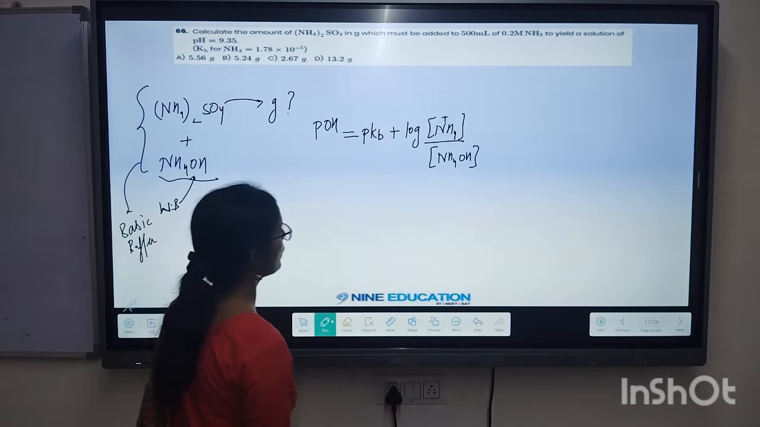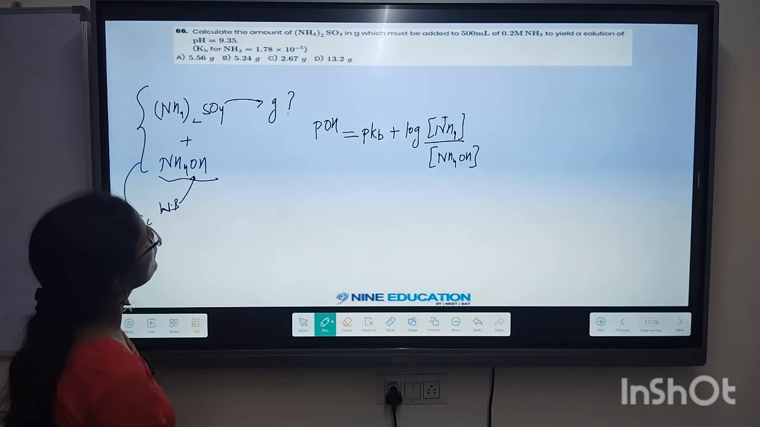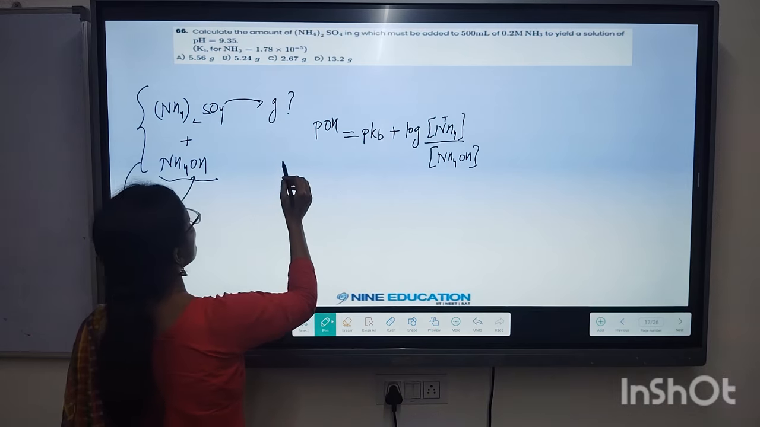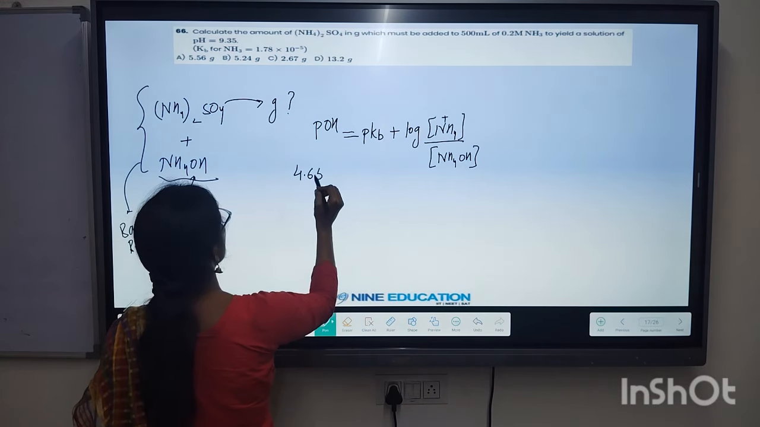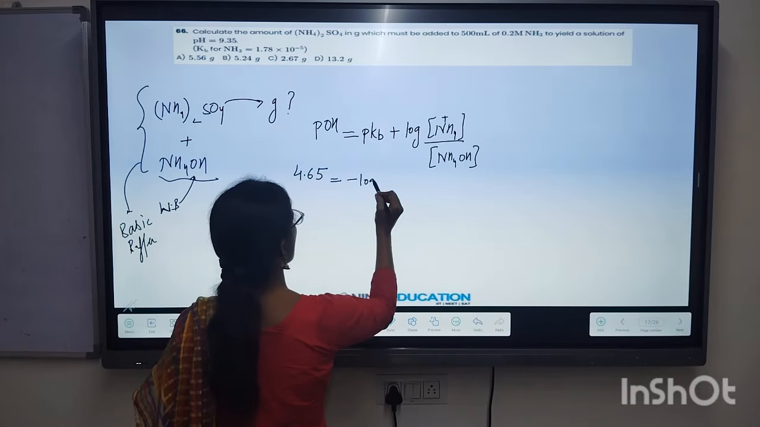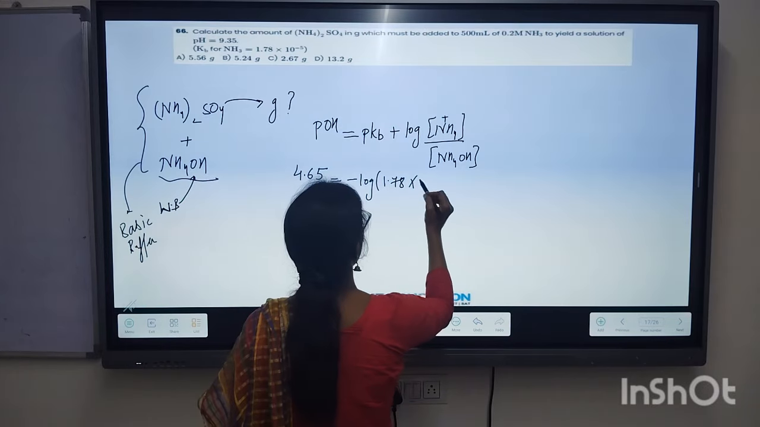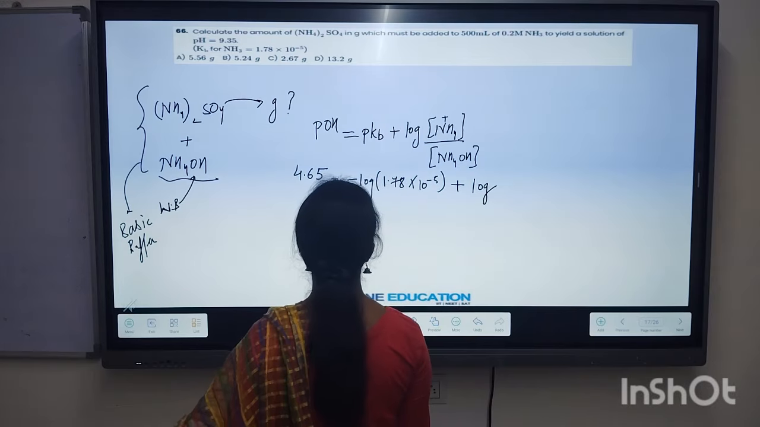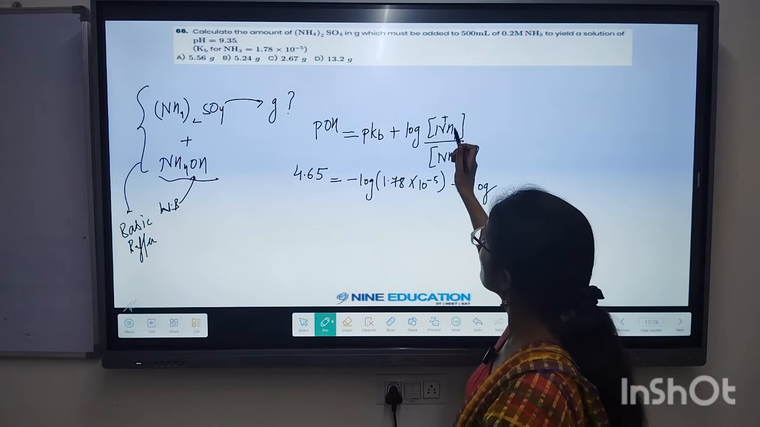NH4OH. Now if I need to write pOH, pH is given 9.35, so 14 minus 9.35 will be 4.65. pKb means minus log of 1.78 into 10 raised to power minus 5. Here we'll be having log. And coming to NH4 positive concentration, which is simply coming from where?